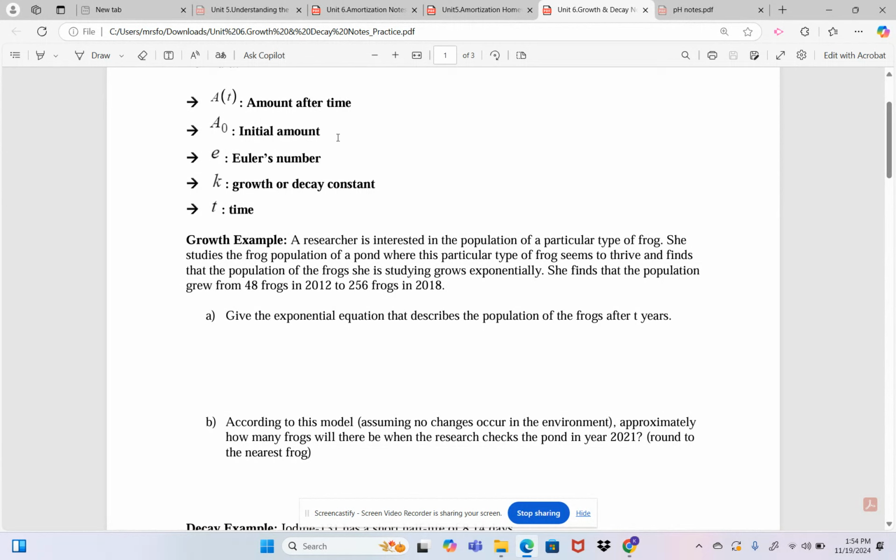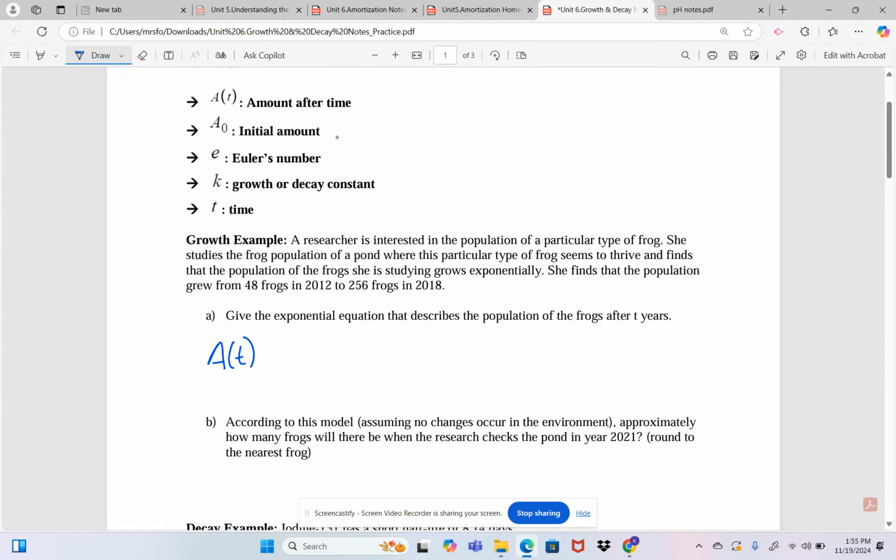All right. Growth example. A researcher is interested in the population of a particular type of frog. She studies the frog population of a pond where this particular type of frog seems to thrive and finds that the population she is studying grows exponentially. That means they're growing fast. She finds that the population grew from 48 to 256. Give the exponential equation that describes the population after T years. Okay.